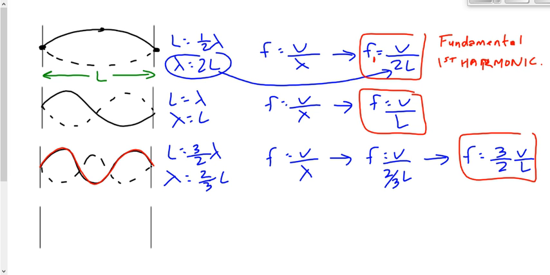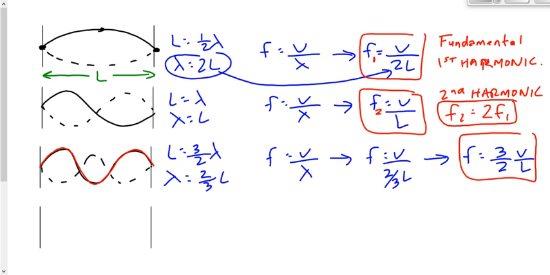How does the second one compare to the first one? How does the frequency of that second one compare to the frequency of the first one? It's twice as much. If we double the first one, then we get the second one. We're going to call that one the second harmonic. In the second harmonic, F2 is equal to 2 times F1.